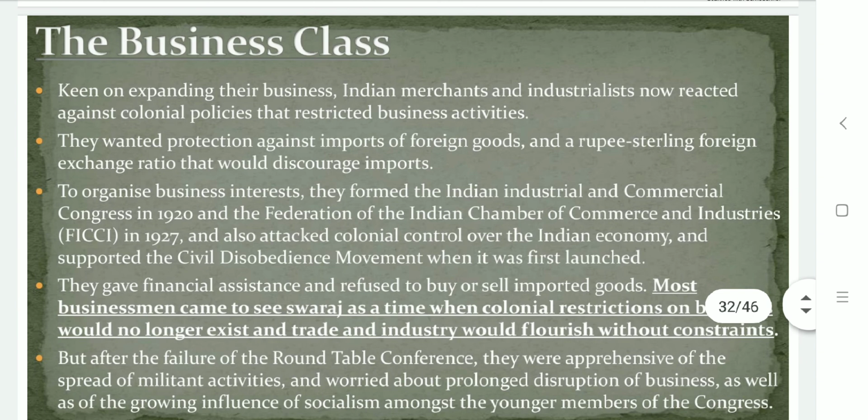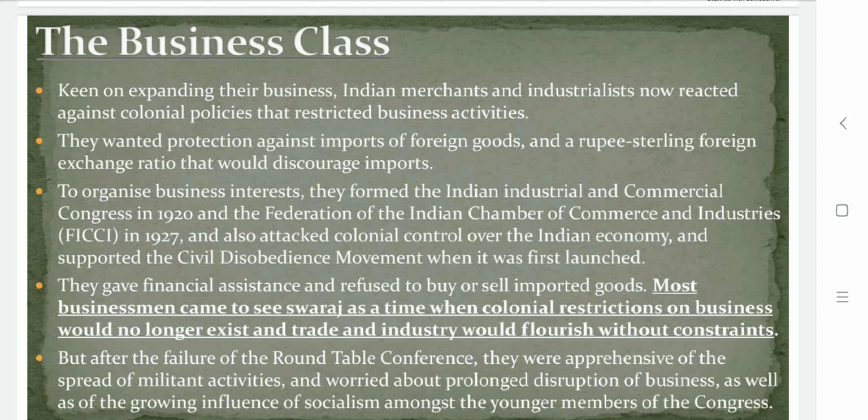Now let us take up the business class. In the first phase of the civil disobedience movement, the business class enthusiastically participated in the mass movement. They wanted protection against imports of foreign goods and a rupee sterling foreign exchange ratio that would discourage imports. To organize business interests, they formed the Indian Industrial and Commercial Congress in the 1920s.